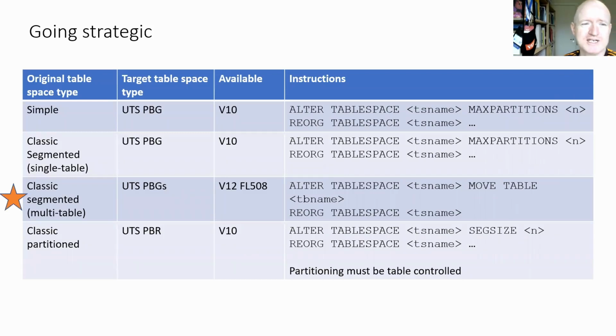So if you want to go strategic, there's now an option for all table space types to go strategic. In this table, I've shown the original table space type, the target table space type, when it became available, and then the high-level instructions for moving. The first two have been around for more than 10 years, since version 10. The migration of classic segmented multi-table table spaces was recently made available in version 12, function level 508, and I'll go into more detail on that one. And then classic partitioned has also been available since version 10.